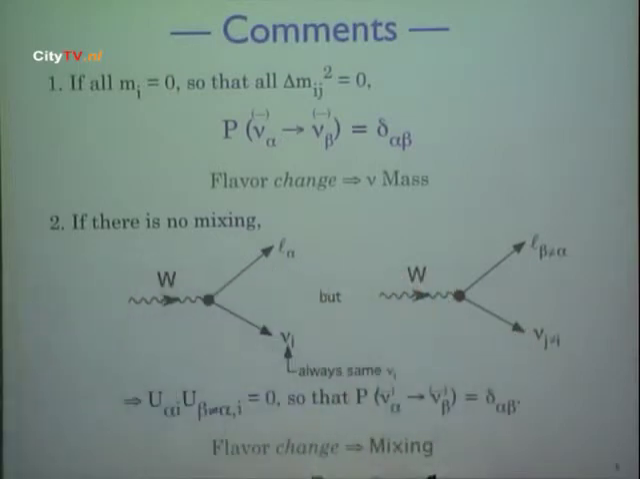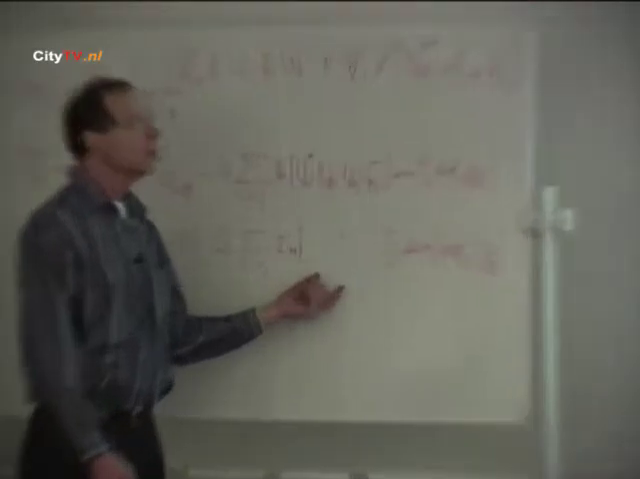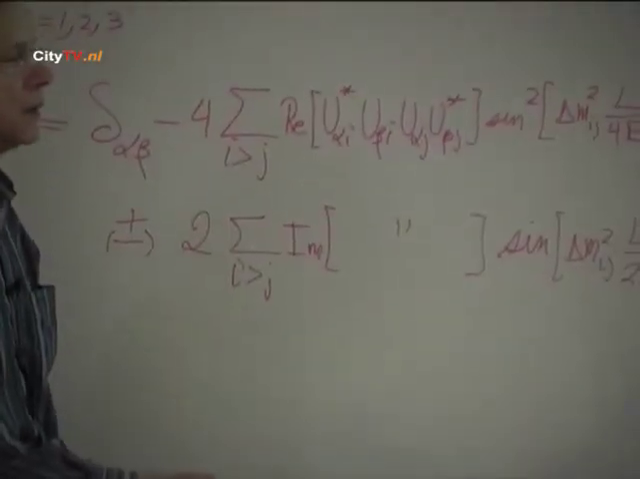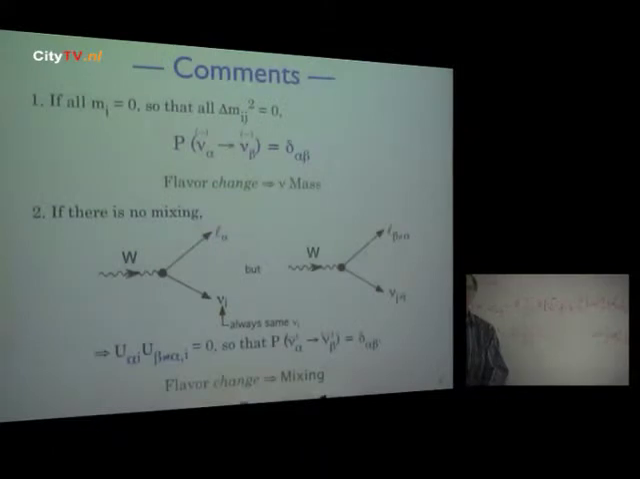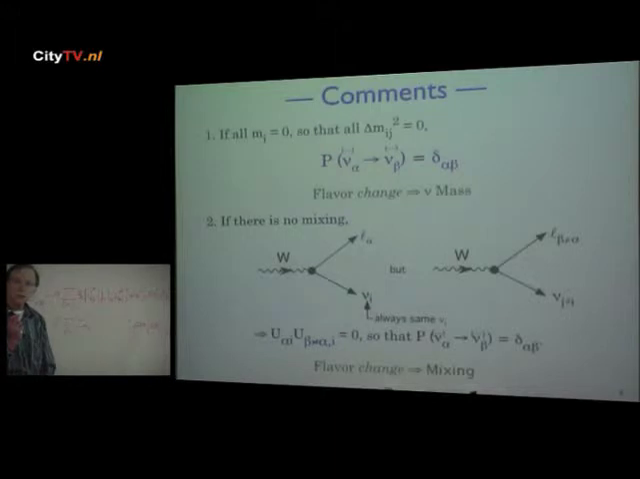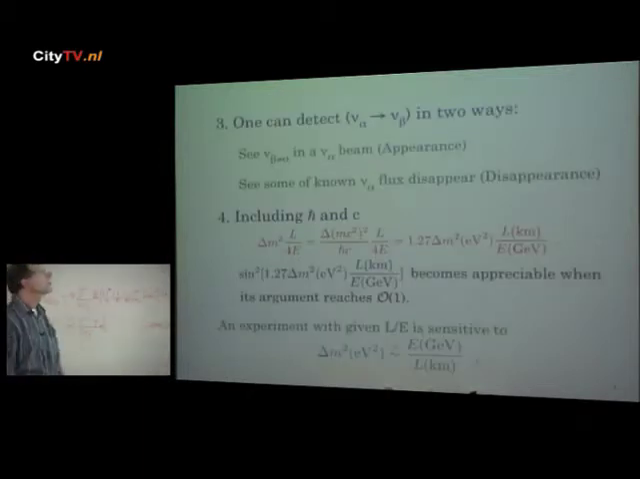So this product would be 0, and 0 here too. So once again, the oscillation probability would collapse to delta alpha beta. Consequently, if you see an actual change of flavor from one alpha to a different beta, so that this probability is not delta alpha beta, that tells you that there's non-trivial mixing. Third comment.